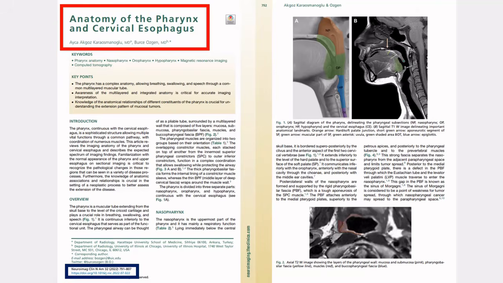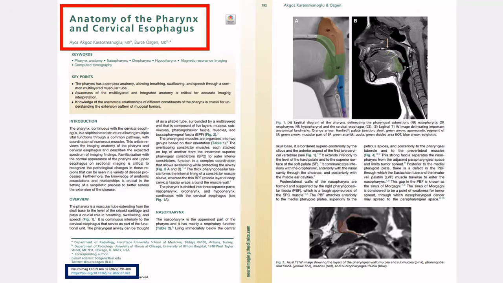Published in Neuroimaging Clinics of North America in 2022 by colleagues Dr. Karaosmanoglu and Dr. Ozgun, both working in Chicago. No, one of them working in Ankara, Turkey, and the other one working at the University of Illinois Hospital in Chicago. Professor Ozgun was very nice to send me a copy of this article because I had no access to Neuroimaging Clinics of North America. Really appreciate this. Can't thank you enough because it's a beautiful article. It's a very helpful article.